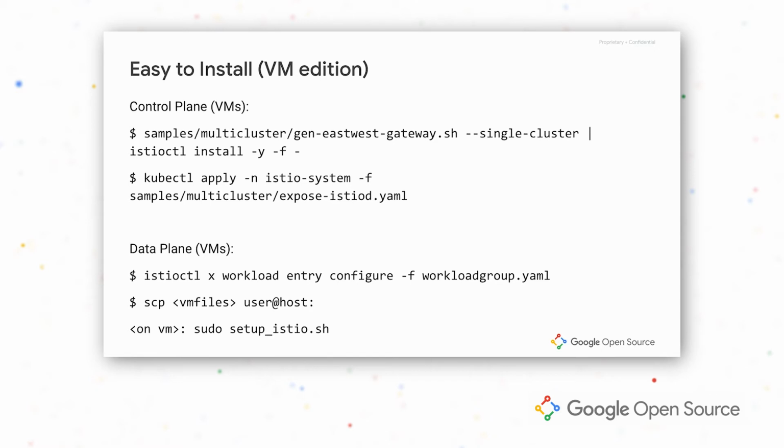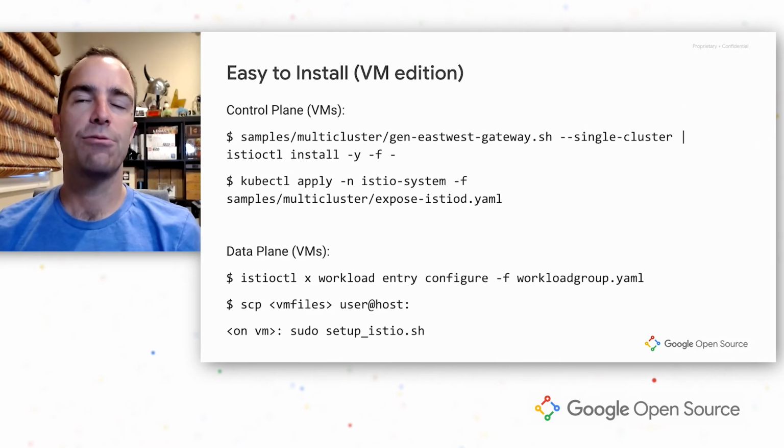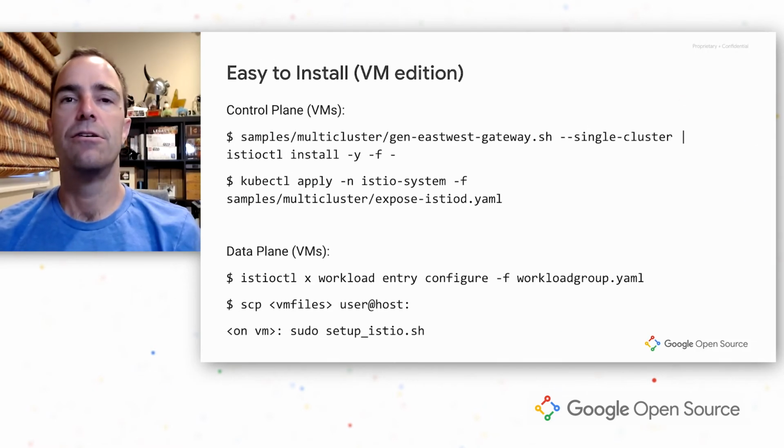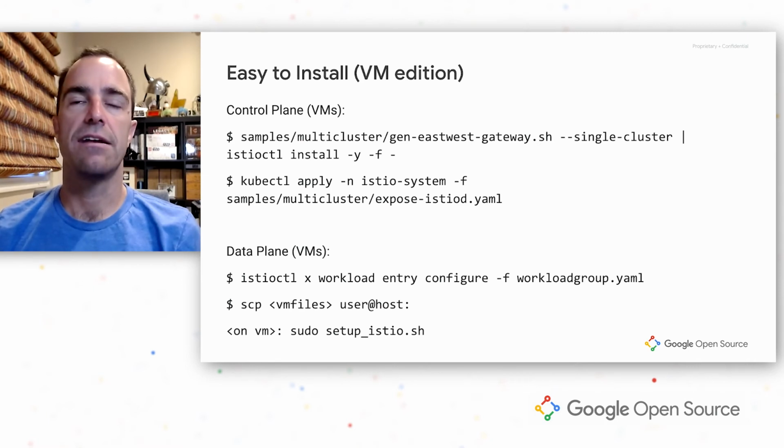You set up a workload group, which is a YAML that defines your VM and says the name of your VM and what labels to apply to it. Run a command to generate config for that, copy that to the VM, and then run a command on the VM. And the last one actually is a placeholder as well. We have plans for that, but it's not released yet. So we're working on a continually better experience on VMs.